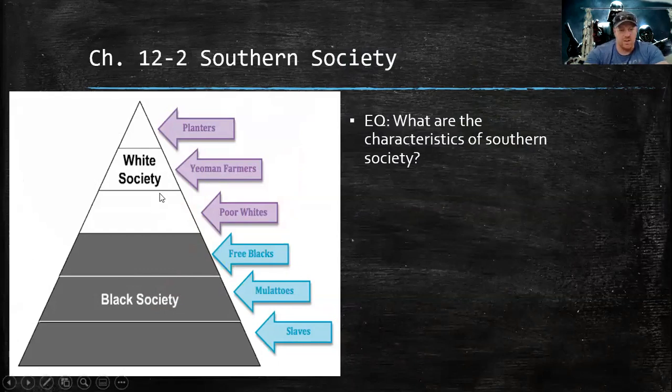And as you can see, slaves at the bottom, planters all the way at the top. Planters don't make up a whole lot of Southern society. Few rich at the top, most people at the bottom. But as you can see, even free blacks were below poor whites at this time, all right?